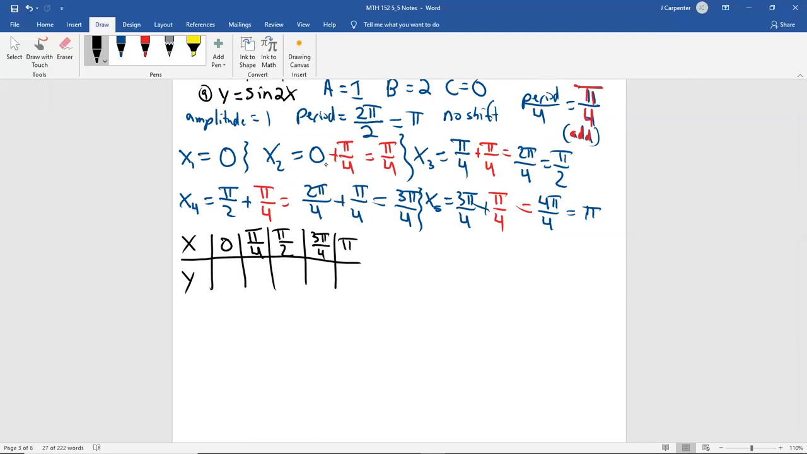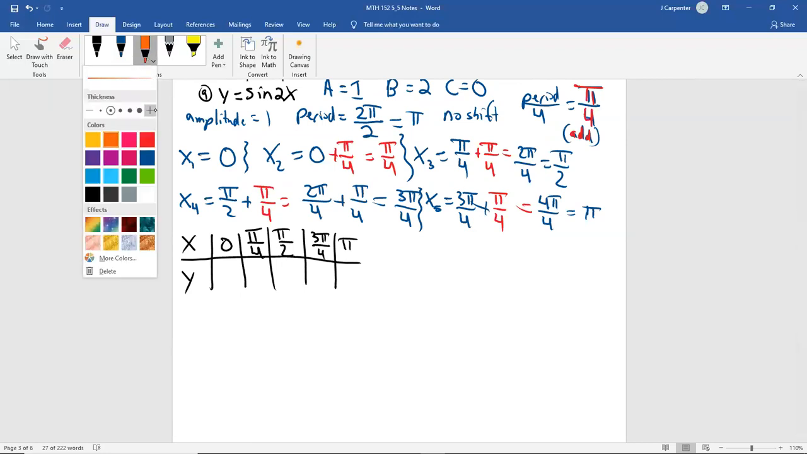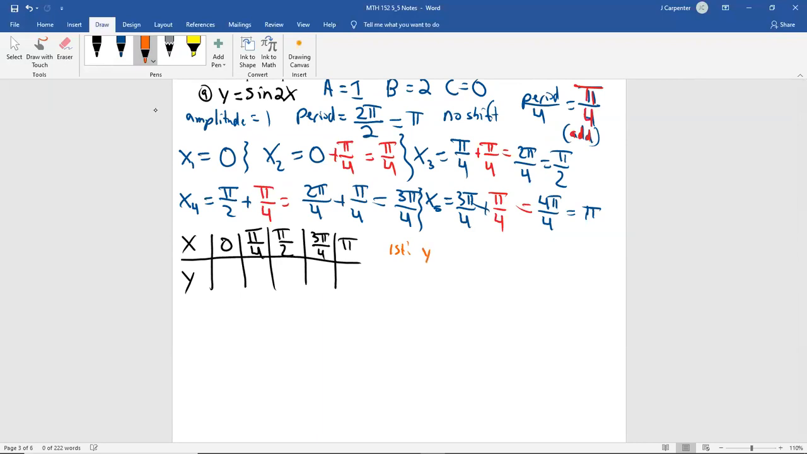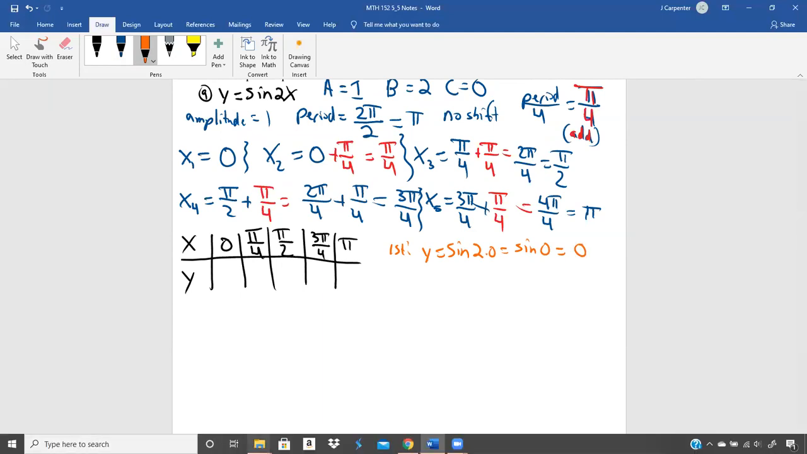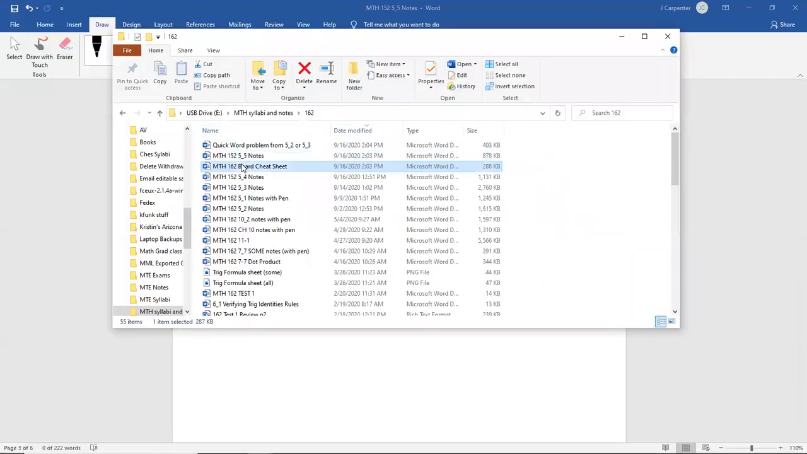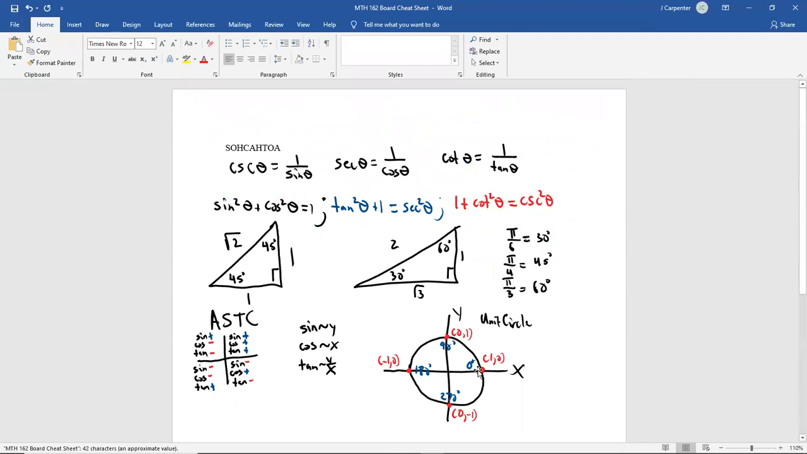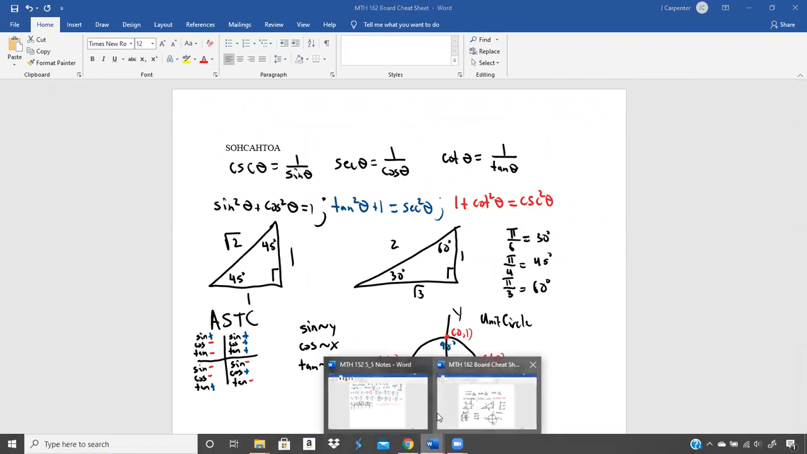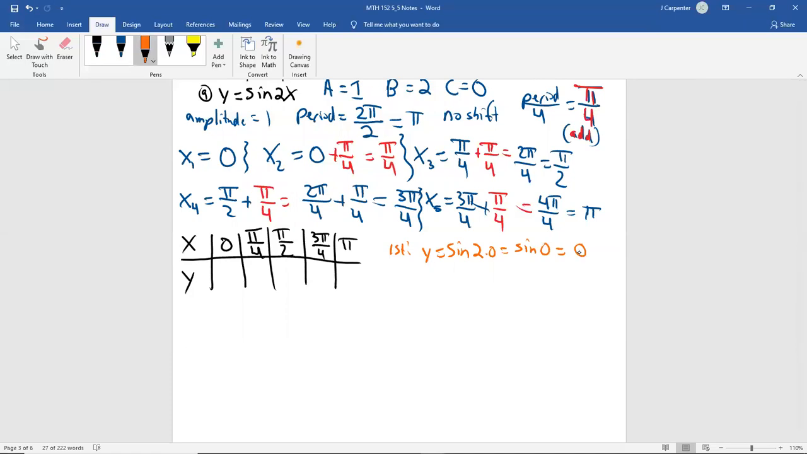So the first one, where do I want to show my work? I'll show it over here. So let's do that work in orange. So plugging in the first, y equals sine of 2 times 0, which is the sine of 0. And the sine of 0, that's the y value at 0 degrees or 0 radians, which is 0. I did not pull up my board notes, did I? Let's do that. So 0 radians, 0 degrees. Remember that sine takes the y coordinate. The y coordinate is 0. So that's how I knew that this was a 0. So that's what goes here.